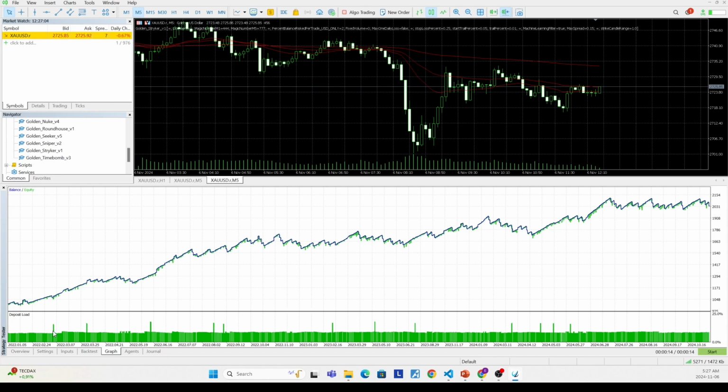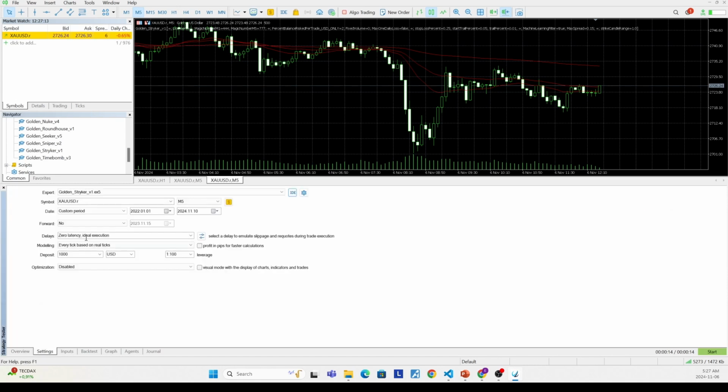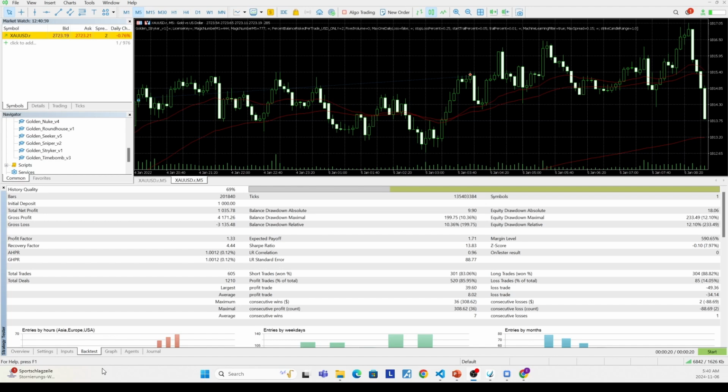So let's quickly open up MetaTrader where we can see a backtest of Stryker. This was a backtest performed with the FP Markets broker using every tick based on real ticks from 2022 to 2024. We can see roughly an 86% win rate with the Stryker system, and our initial deposit of $1,000 turned into a little over $2,000 over the period. As expected, we also see an inverse risk reward, with the average profit trade being roughly $8 and the average loss trade being roughly $34.